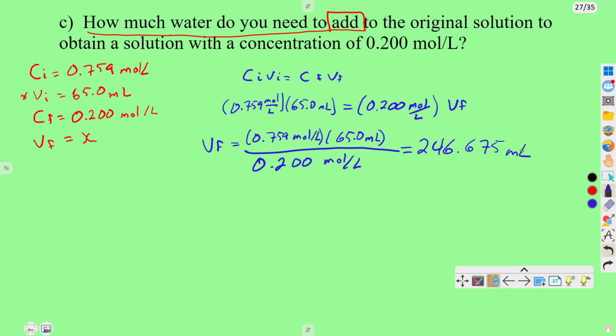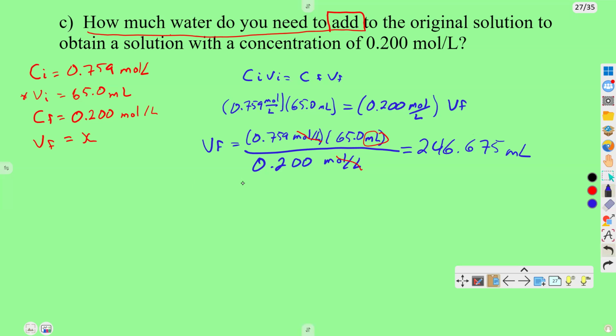246.675 milliliters. Now, you'll notice when we're looking at the units, the moles per liter cancel. So the only units we are left with is milliliters. And again, some people just like to put everything in the same units, so they always put their volumes in liters. If you're going to do that, just know your final answer is going to look a little differently. It's the same value. It's just the units will be given to you in liters.